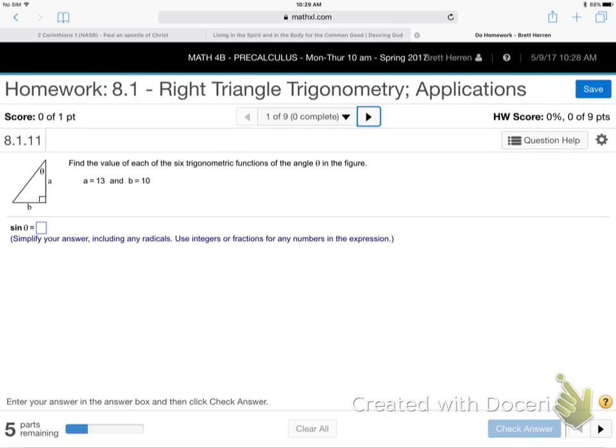All right, find the value of each of the 6 trig functions of the angle theta in the figure. So there's theta right there. They want us to find the value of each of the 6 trig functions. So they want us to figure out the sine, the cosine. Like, what's the sine of theta? What's the cosine of theta? What's the tangent of theta? And then the other ones are reciprocals. So, all right, how do we do that?